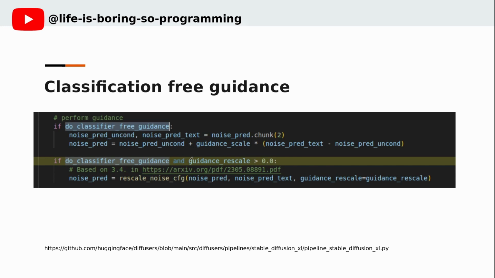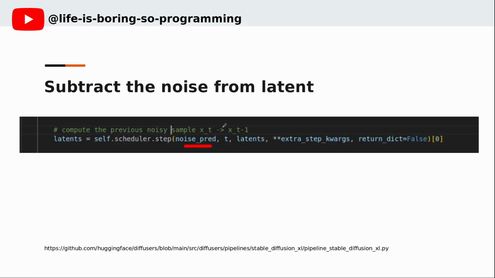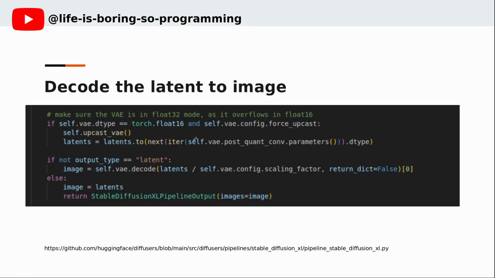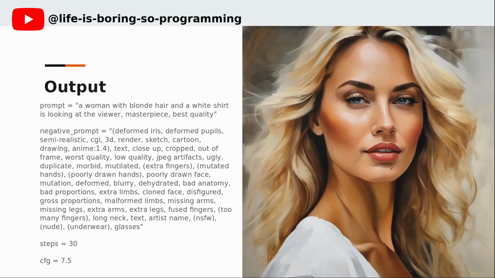After we get the predicted noise from the U Net, we will do the CFG operation. This value is the CFG value. After we did the CFG, the pipeline will use the scheduler to subtract the noise from the input latent. The results will be another latent, but with less noise. After repeating all the steps, it will use the VAE to decode the latent into the final RGB image. This is the output. It is the same as the last video.